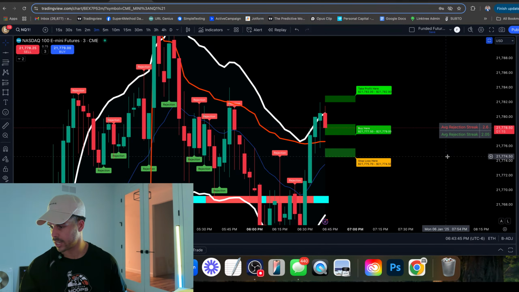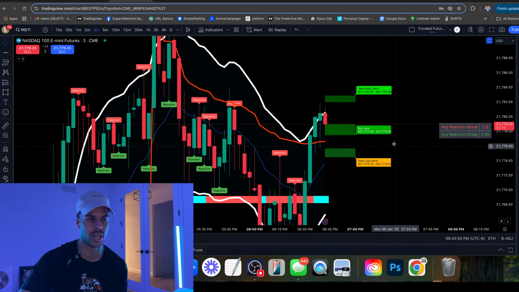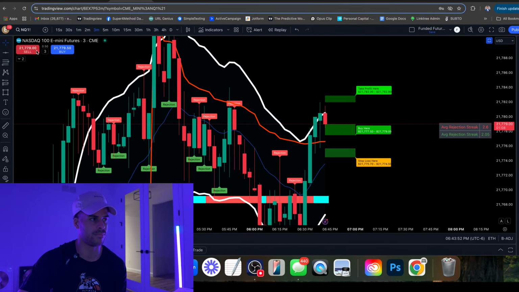Do you use the Project X platform or just TradingView? Just TradingView.